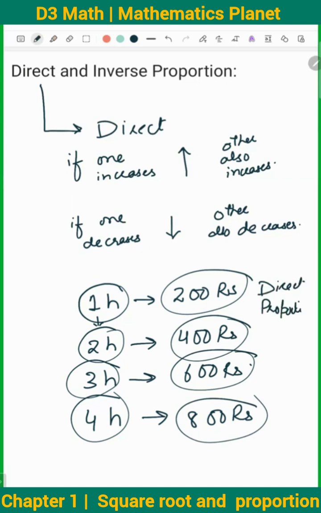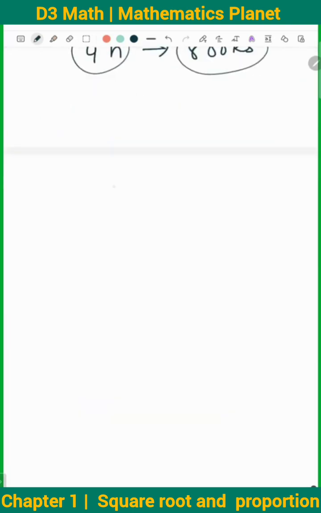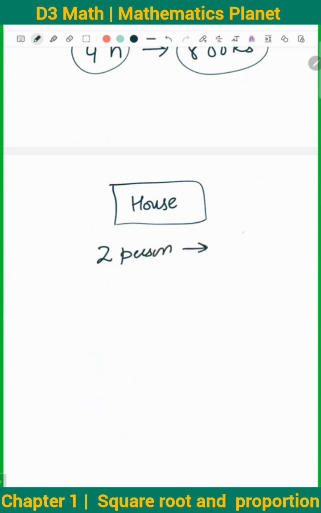Okay. Now, if there is a house and 2 persons are going to construct the house, they will take almost like 60 days to construct the house. Now, if I add 2 more persons and there will be 4 persons, how many days will they take? 30 days.